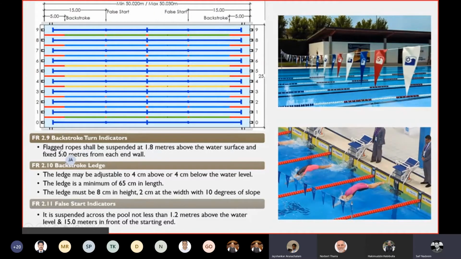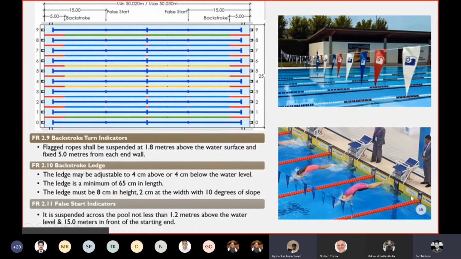So this flag drop, which is the backstroke indicator, has to be 1.8 meters above the water surface level and should be 5 meters away from each end wall. The backstroke ledge, which you can see in small detail here, is a small strip, called a ledge, 4 centimeters below or above the water level. It has to be 65 centimeters long.